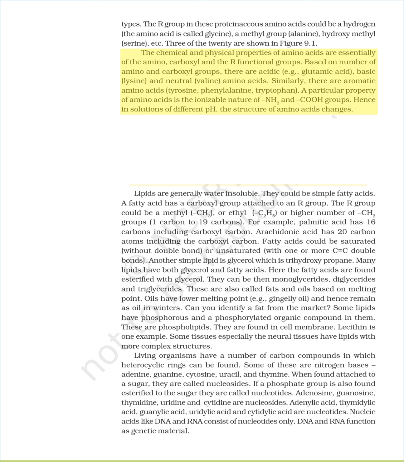Based on the number of amino and carboxyl groups, there are acidic, e.g., glutamic acid, basic, lysine, and neutral, valine, amino acids. Similarly, there are aromatic amino acids: tyrosine, phenylalanine, tryptophan. A particular property of amino acids is the ionizable nature of NH2 and COOH groups. Hence, in solutions of different pH, the structure of amino acids changes.